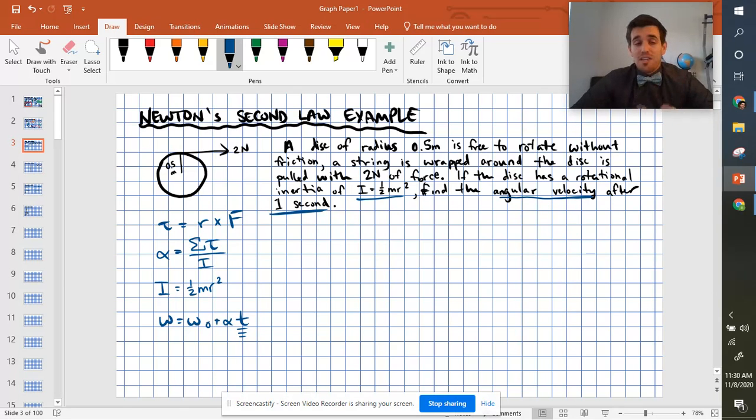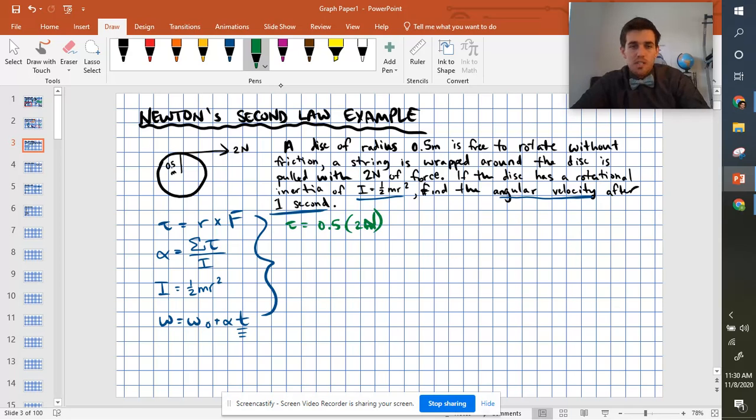So this is the right equation for us to use. Our job now is just to turn all of these equations into something we can use. The first option is we could do it step by step. We could just say, okay, torque is R times F. So the torque would be equal to R, that's 0.5, times F, that's 2 newtons. So this works out to be 1 newton meter.